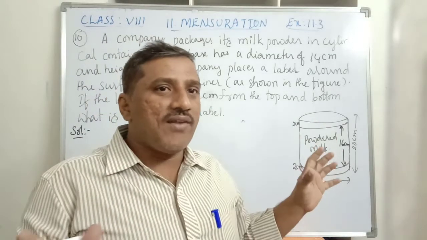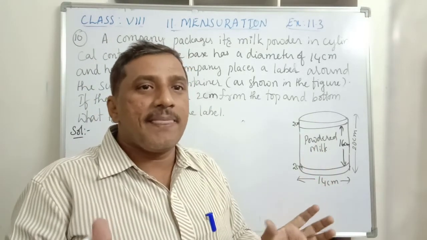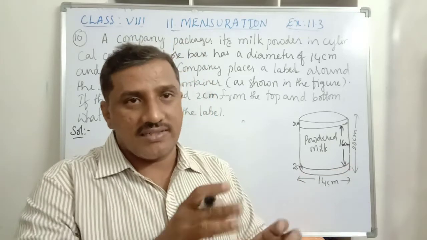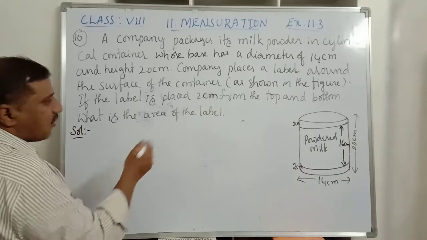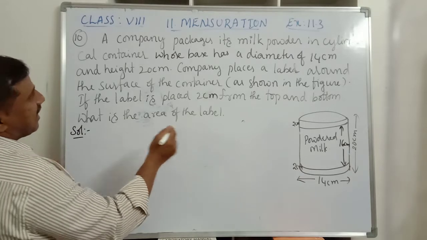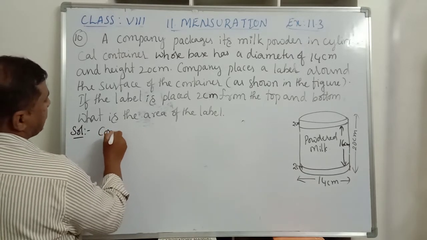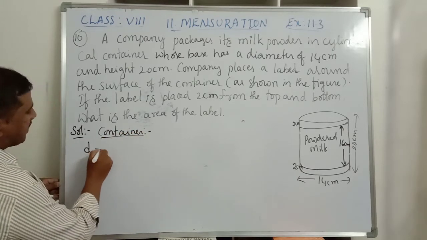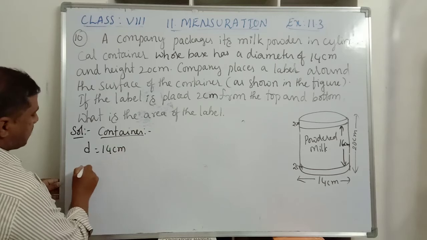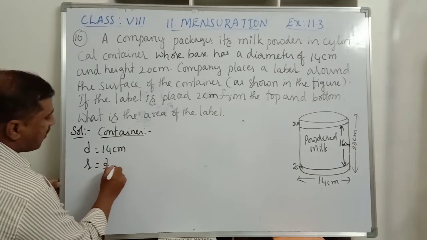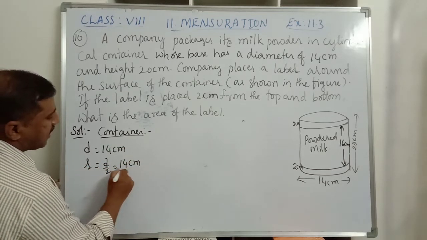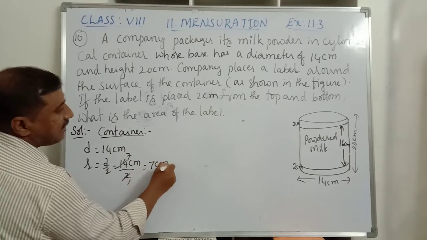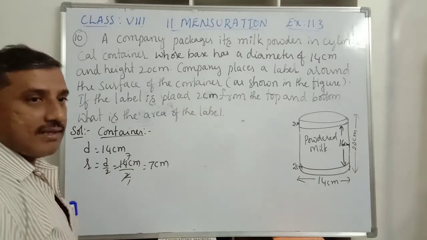So what will be the area of that label? It is nothing but the curved surface area of the cylinder. Now here, what is given? The measurements of the container. The diameter D is equal to 14 centimeters. Therefore the radius is half of the diameter, 14 centimeters divided by 2. 2 sevens are 7 centimeters is the radius.